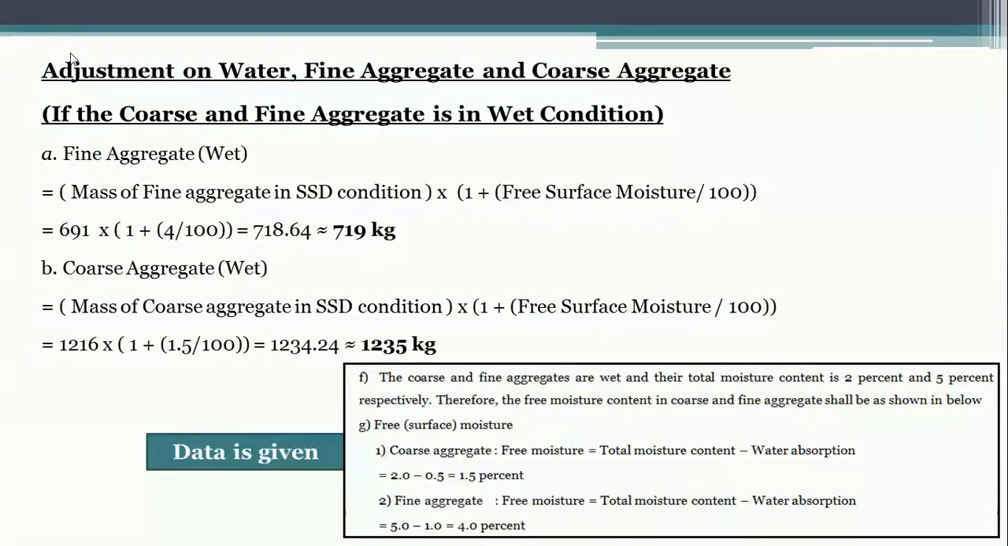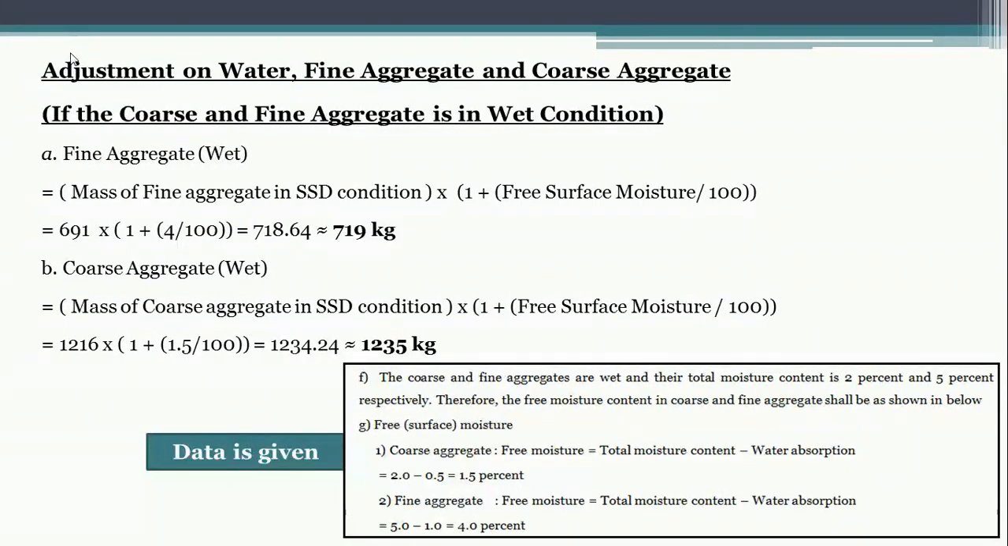In the data, in the bottom picture, I have taken a screenshot. How to find the surface moisture? For coarse and fine aggregate they have given the total moisture content. Free moisture is the total moisture minus the water absorption given. So 2 minus 0.5 you will get 1.5 as the free surface moisture for coarse aggregate. Similarly for fine aggregate, free surface moisture is 5%, the total moisture content, minus 1, the water absorption, you will get 4%.